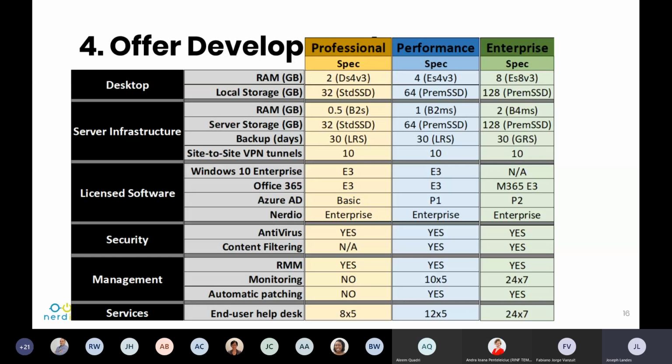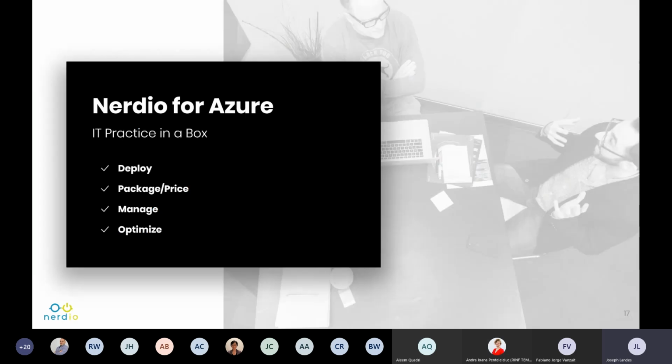And really, I think for any MSP who has been concerned or worried or nervous about moving to Azure, you could see that it is not quite as overwhelming as you might think. At Nerdio, we have a product called Nerdio for Azure that allows you to easily build a successful cloud practice in Azure. And we've made investments in 4 primary areas that allow you to do this.